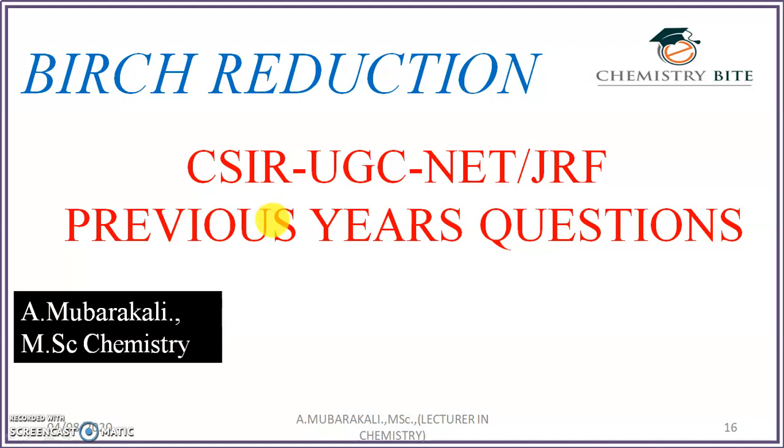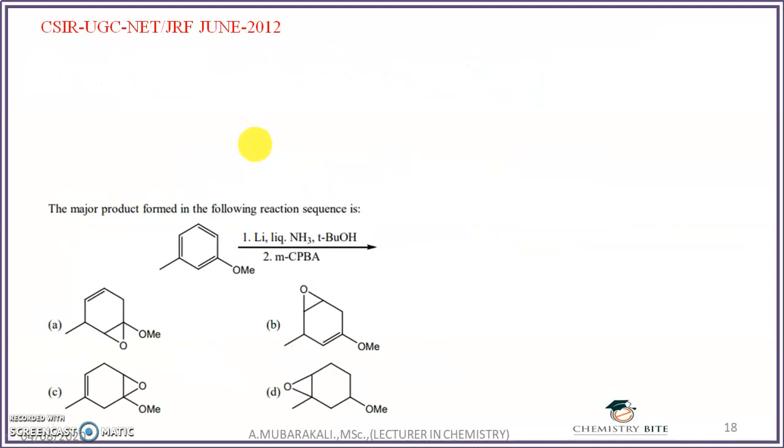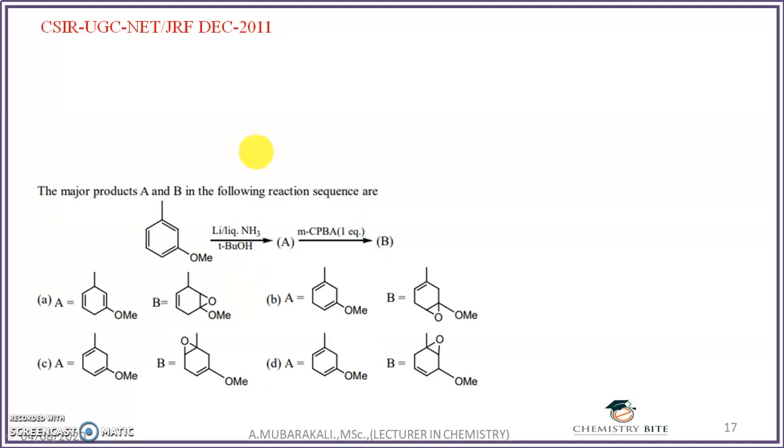In this lecture, we are going to discuss the previous year questions which were asked in CSIR, UGC-NET, JRF examinations related to the Birch reduction. Coming to the first question, you can see here. This was the question asked in December 2011.